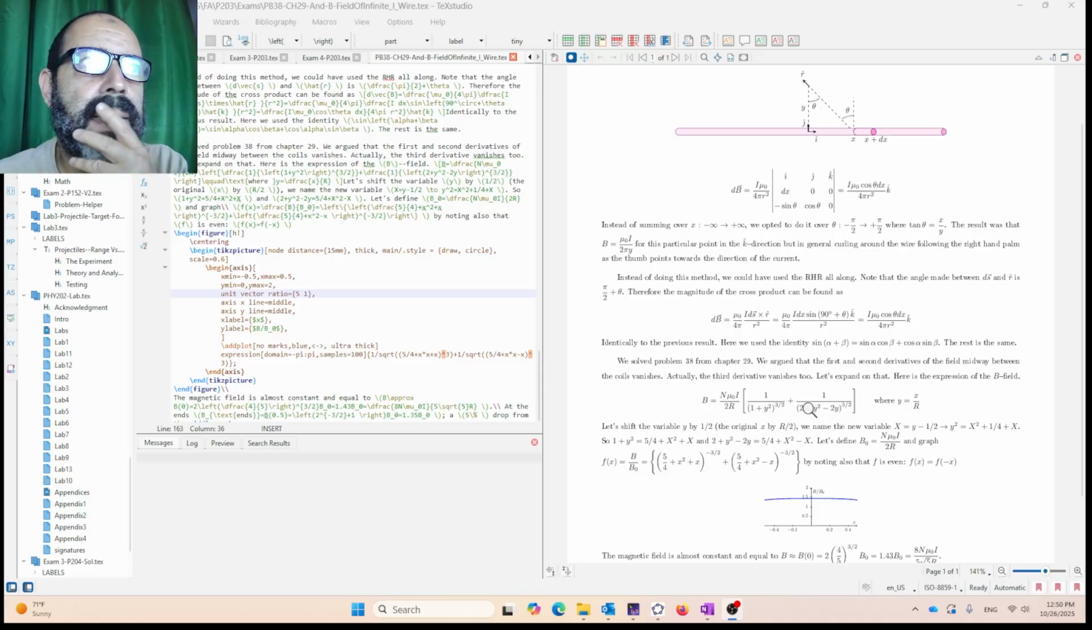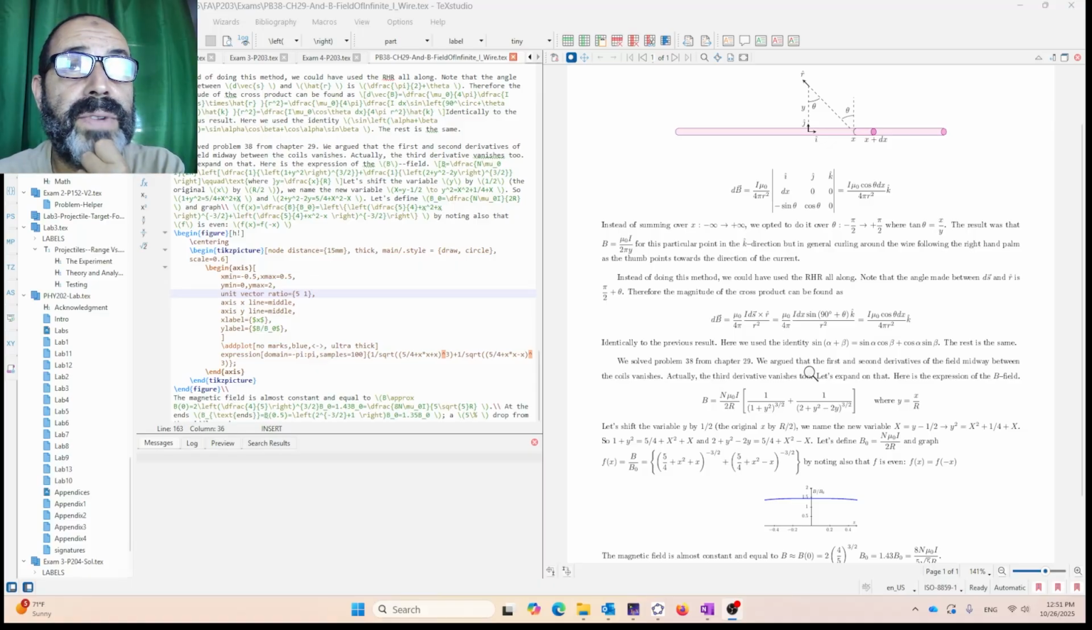But what I'm doing in here, I pulled the r squared out and defined a new variable, y, as x over r. So in a sense, this is in terms of a dimensionless number y. So this whole thing then carries all the dimensions of the magnetic field and the number of turns in the coils. Mu naught is the permeability of the medium. I is the current, and r is the radius of the coils, or the separation between them, which is the same number. So all of this becomes dimensionless in terms of y.